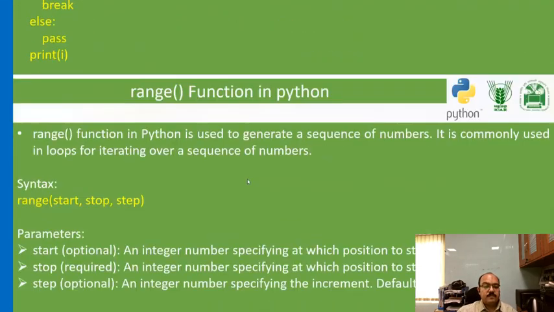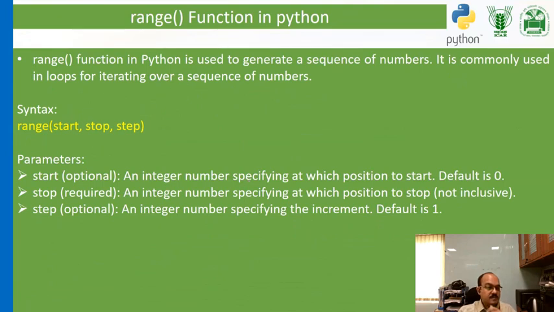Now we discuss the range function in Python. We have already seen this, and basically it is used to generate a sequence of numbers and commonly used in loops for iterating over a sequence of numbers. So syntax is like this: range, start, stop and step. So these are the three parameters of the range function.